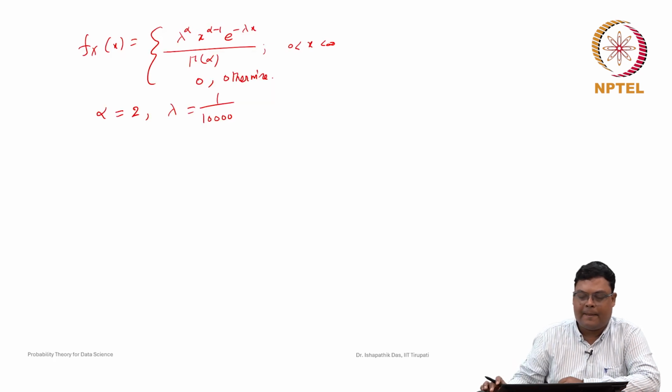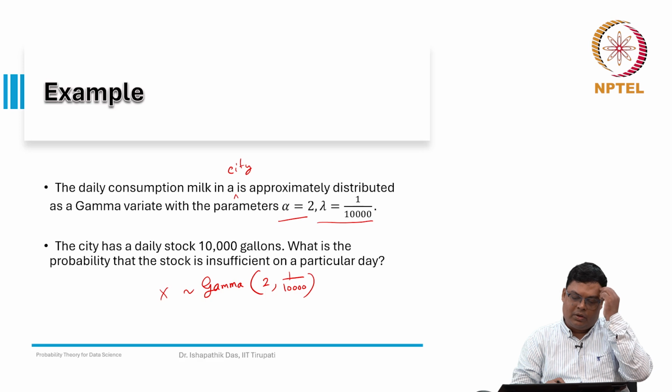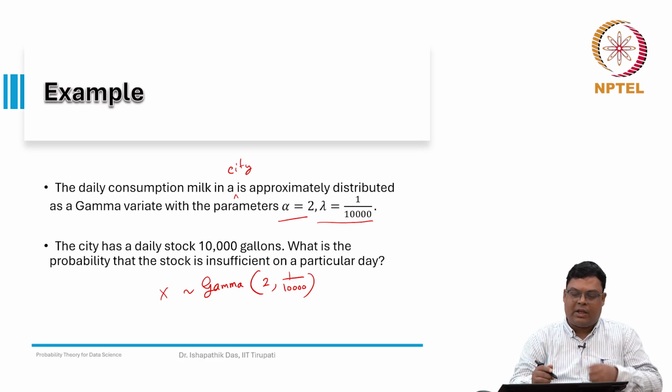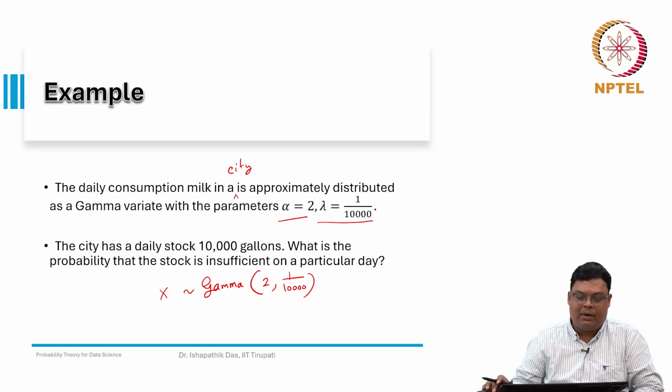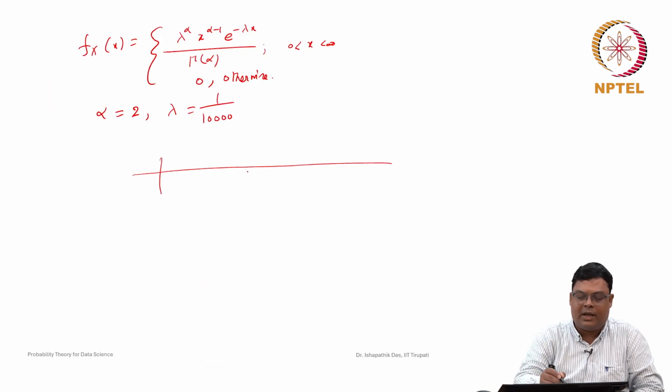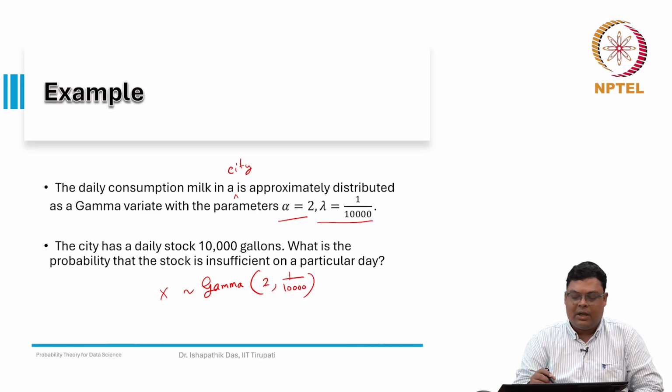Now, it is asked: the city has a daily stock of 10,000 gallons. What is the probability that the stock is insufficient on a particular day? When will the stock be insufficient? Here x is the variable consumption. If the milk consumption of a particular day is less than 10,000, then it will be sufficient, but whenever the consumption exceeds 10,000, then it will be insufficient. So, we need the probability that x will be greater than 10,000.